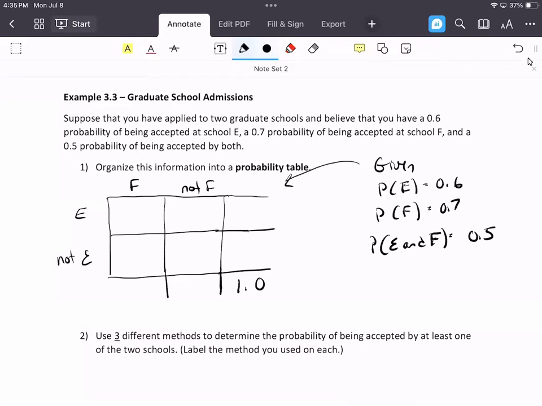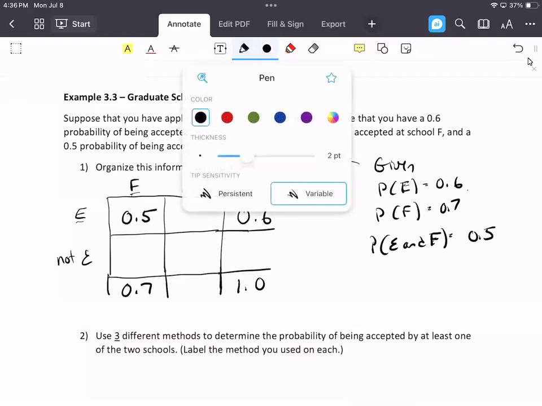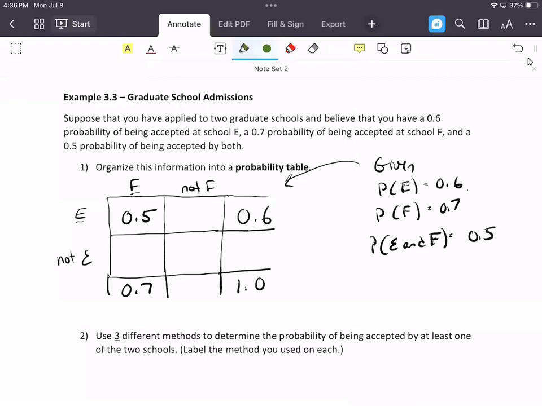So let's start with what's given. The probability that we get into school E is 0.6. So we don't care what happens with school F. The probability of getting into E is 0.6. Same with the probability for school F. We don't care what's happening with E, but we know the probability is 0.7. We also know the probability of getting into school E and school F is 0.5. Now the table obviously isn't done yet, so I'm going to change colors so that you can see clearly where these numbers are coming from.